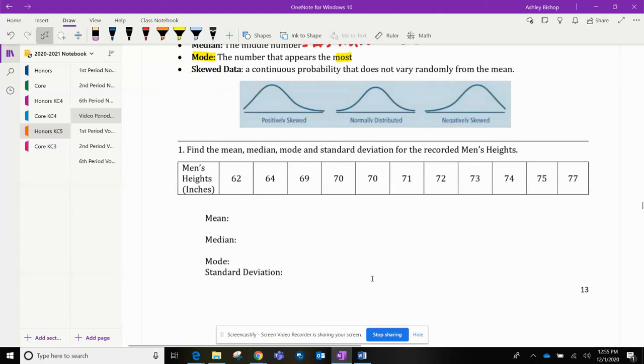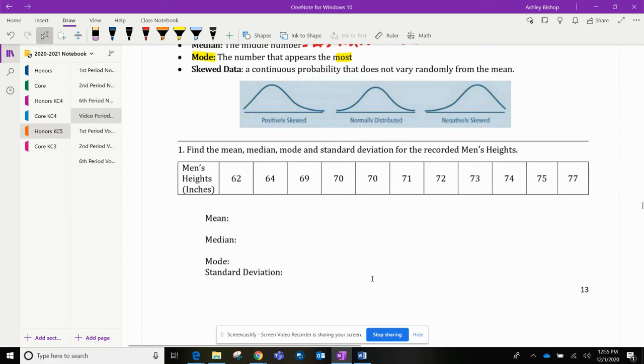Okay, so we're on the bottom of page 13, and we are going to do this problem, and it says find the mean, median, mode, and standard deviation for the recorded men's heights. So this is a list of data, and it is the different heights of several different men in inches, and we want to calculate a few things.